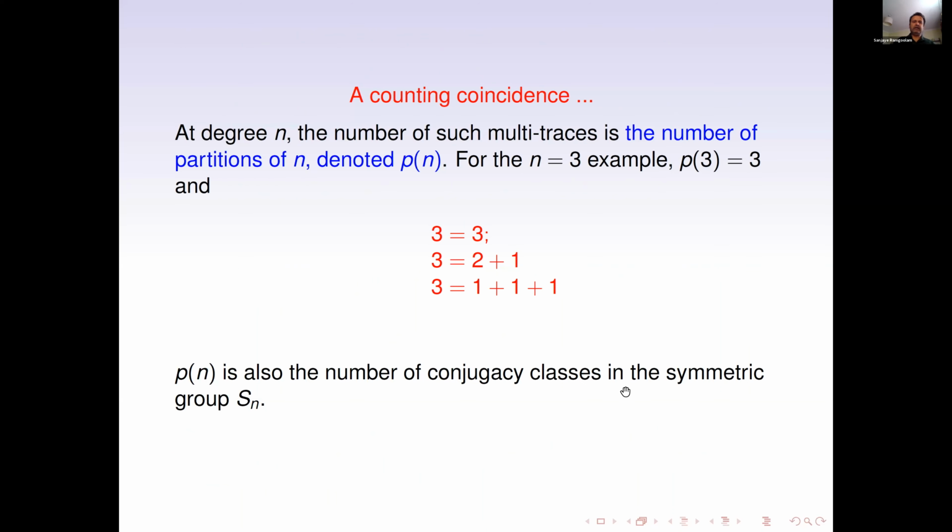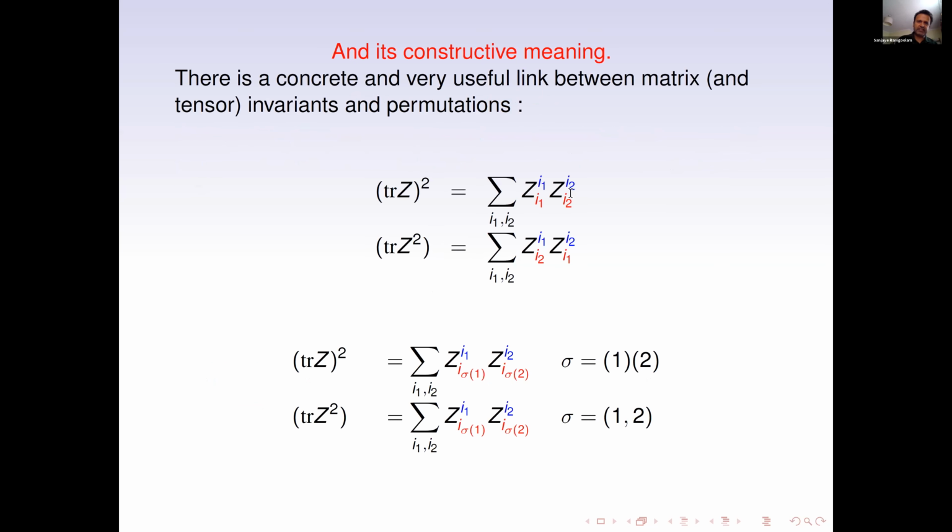Okay. So here's a coincidence. P of n, the number of partitions, is also the number of conjugacy classes in the symmetric group Sn. So this is a counting coincidence, which actually is not just a coincidence. What it means is that these traces, if you just write them out using index notation, trace Z is this one, Z^{I1}_{I1}, and I'm summing over these two indices. Trace of Z squared is Z^{I1}_{I2} Z^{I2}_{I1}.